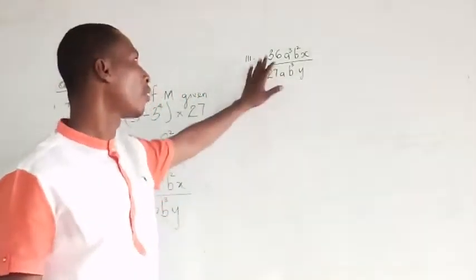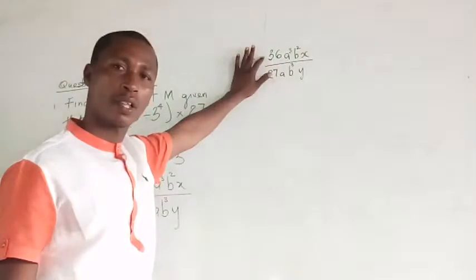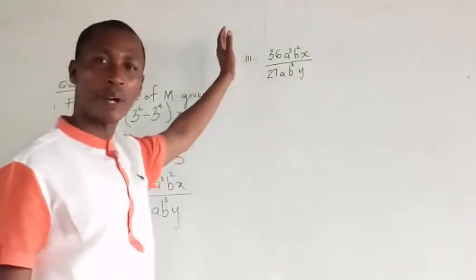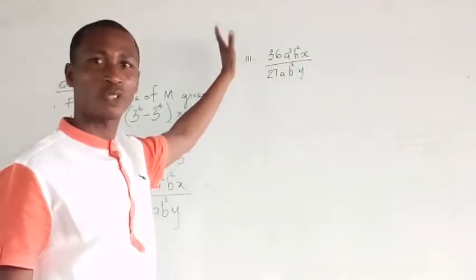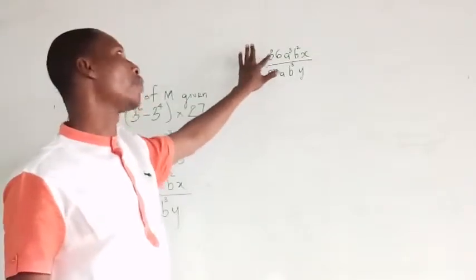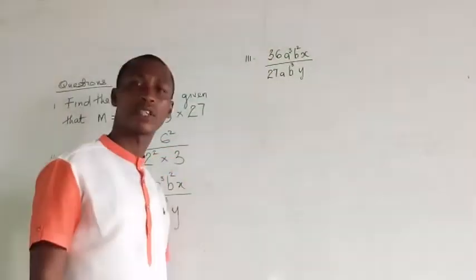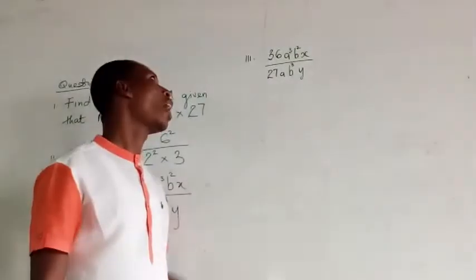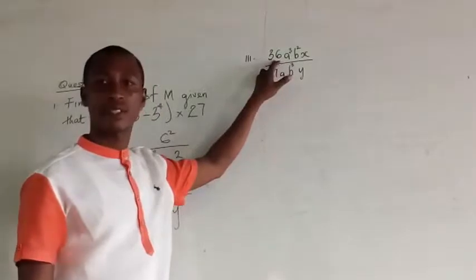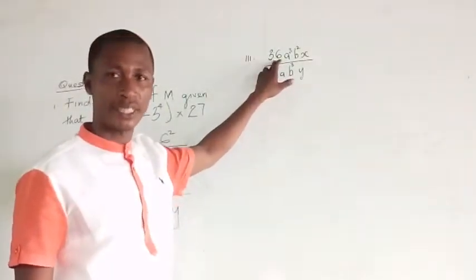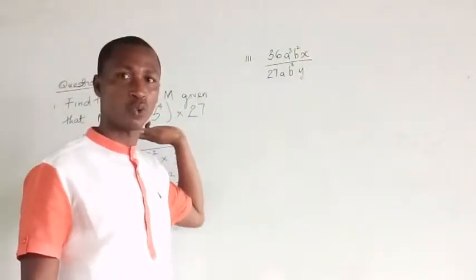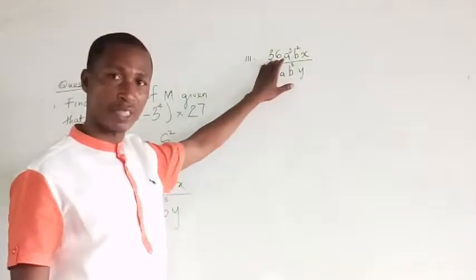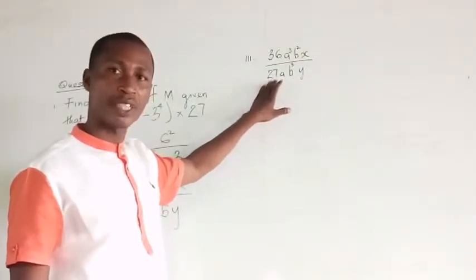Okay, this time around, we were not given the numbers in the simple format of 2 to whatever, 3 to whatever power. But now we have 36 and 27. So the first thing we have to ask ourselves is, how are we going to break this into a power and a base? That is what we are supposed to know. So if we are able to break this and also break this, we will have a clue.